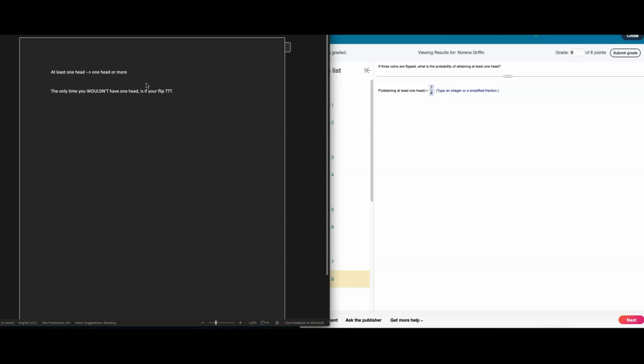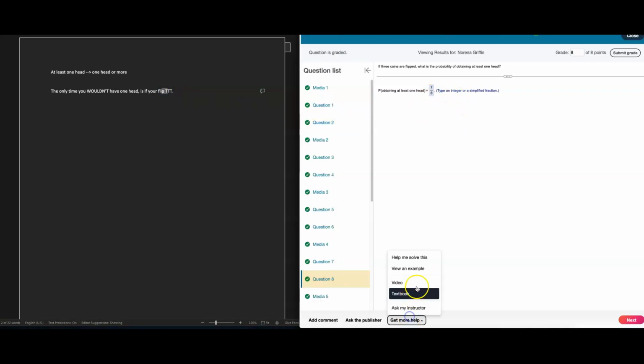Okay, now there's 2 ways you can do this. You could list out all your sample space of all your possibilities with 3 coins, and then you could count them up. How many have at least one head? And you would get 7 out of 8. But the easier way is just to calculate the 1, because it's a lot easier to count 1 than it is to count up to 8.